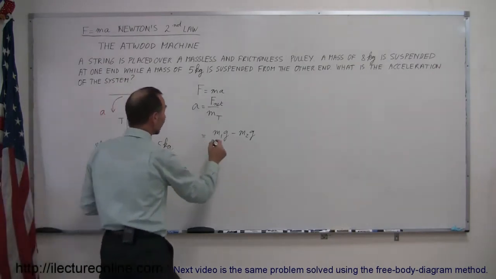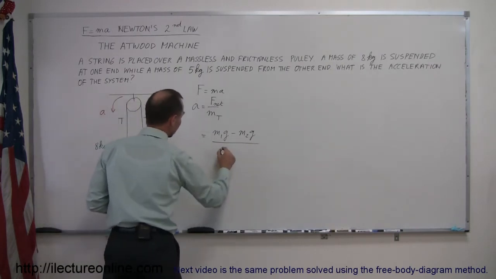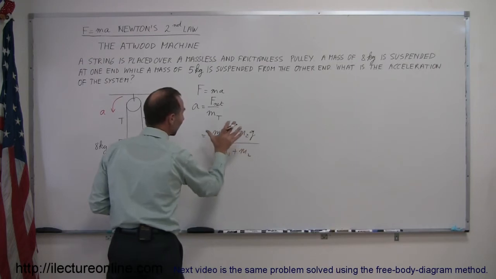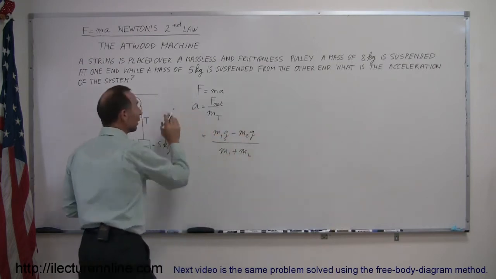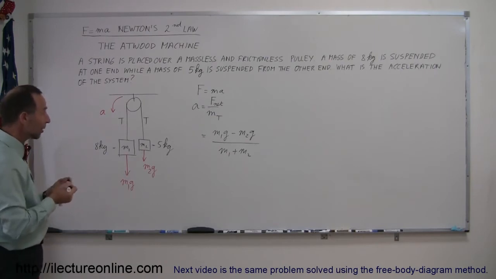So we then take that net force and divide it by the total mass. The total mass would be the sum of the two masses, m1 plus m2. So here we have the net force divided by the total mass. That will give us the acceleration of the whole system. Well, let's plug in the numbers that we have.